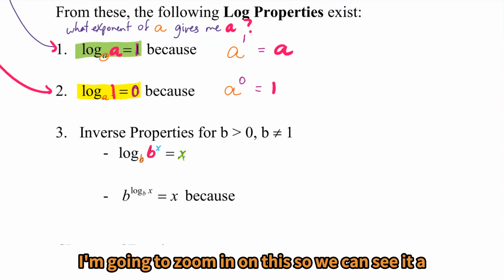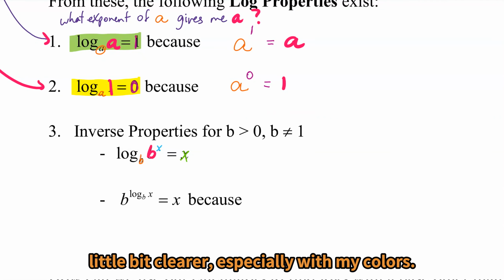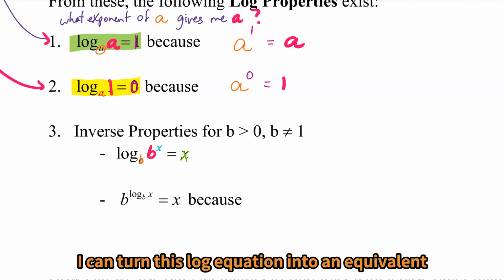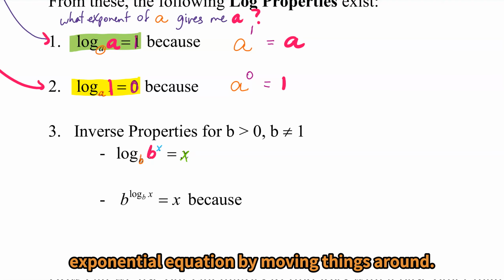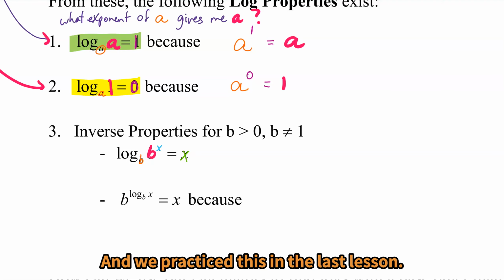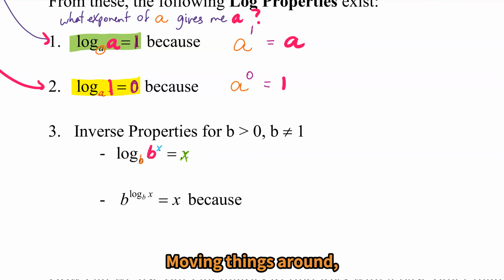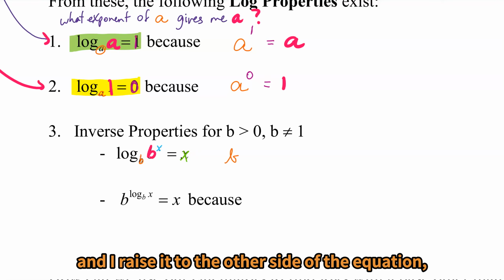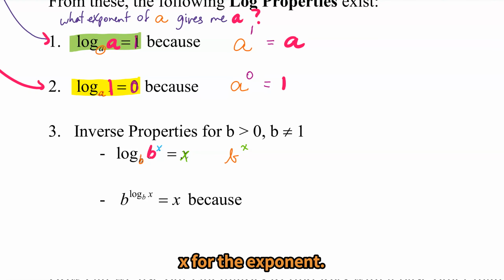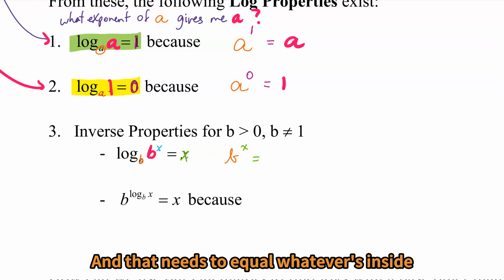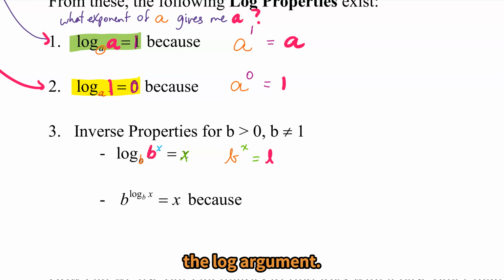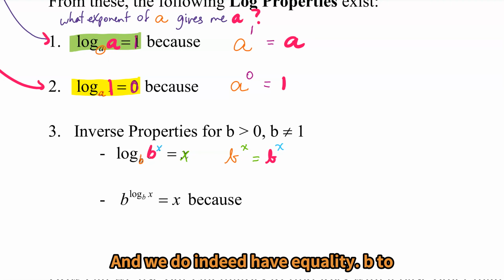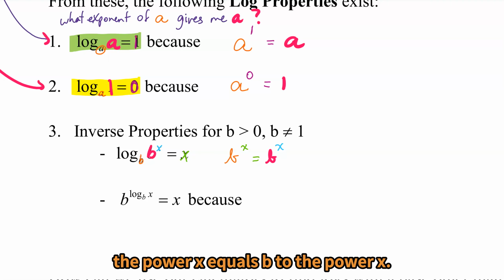I'm going to zoom in on this so we can see it a little bit clearer, especially with my colors. I can turn this log equation into an equivalent exponential equation by moving things around. And we practiced this in the last lesson. Moving things around, I take the base b and I raise it to the other side of the equation, x for the exponent, and that needs to equal whatever's inside the log argument. And we do indeed have equality, b to the power x equals b to the power x.